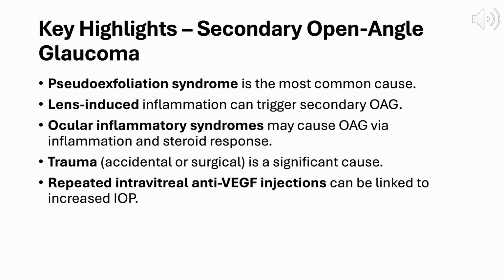Ocular inflammatory syndromes, such as uveitis, may cause pressure elevation both through the inflammatory process itself and through the effects of steroid treatment. Trauma, either accidental or surgical, is another significant contributor, with damage to the trabecular meshwork or angle structures impairing aqueous drainage. Finally, repeated intravitreal anti-VEGF injections have been associated with sustained intraocular pressure elevation, likely due to microscopic changes in the trabecular outflow pathways. In the next slides, we'll explore these causes in greater depth, beginning with pseudoexfoliation syndrome.